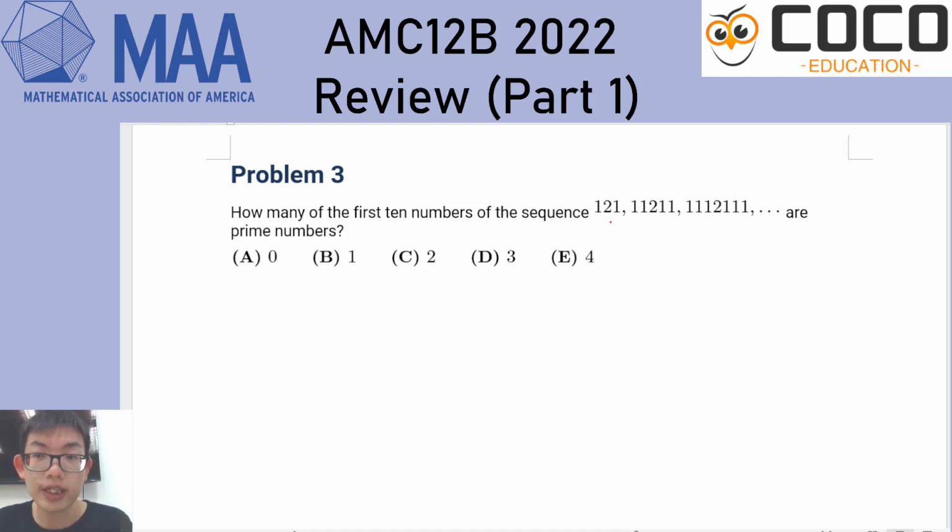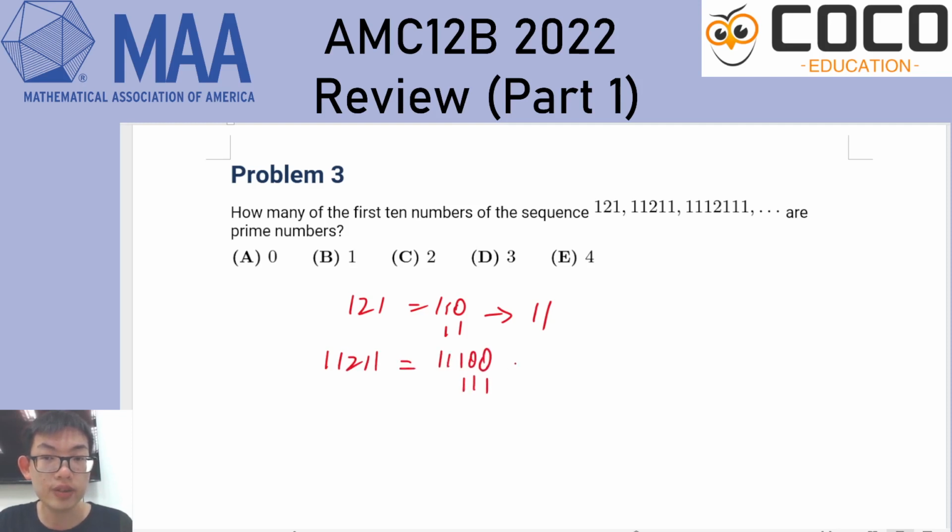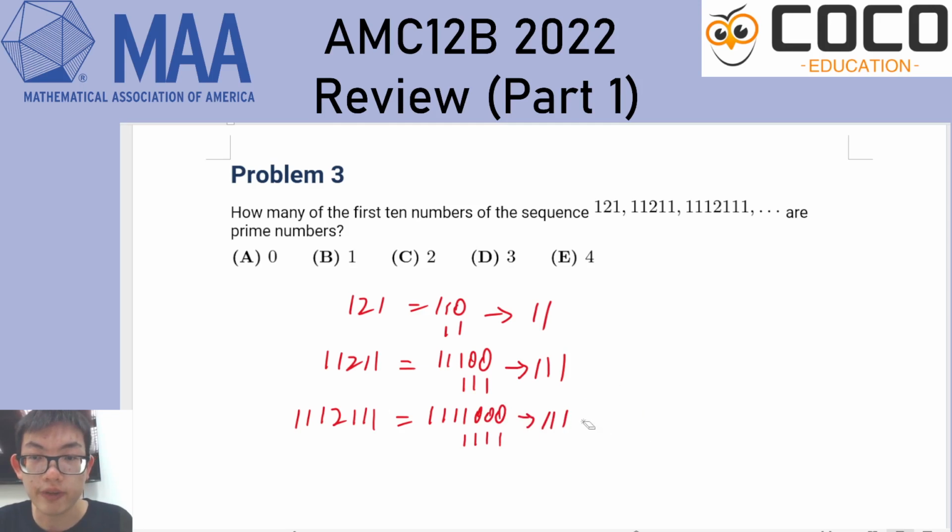Now 121 I can say is 110 plus 11, so 11 is a factor. 12121 is 121 and 121 stacked up, so the factor is 121. 1212121 is also 1, 1, 1, 1, 1, 1, 1, 1 and also stacked up like this. So oops, I meant to say 1, 1, 1, 1 is a factor. So this will continue, which means that none of them are prime numbers, and the answer is A.